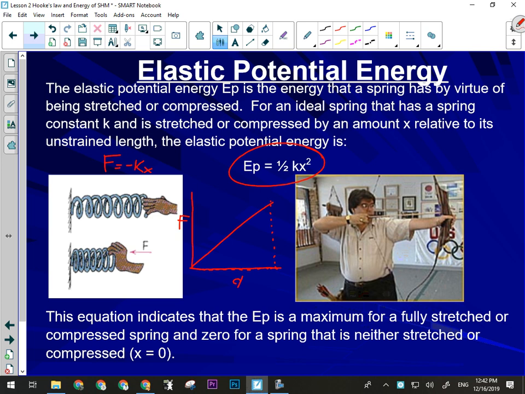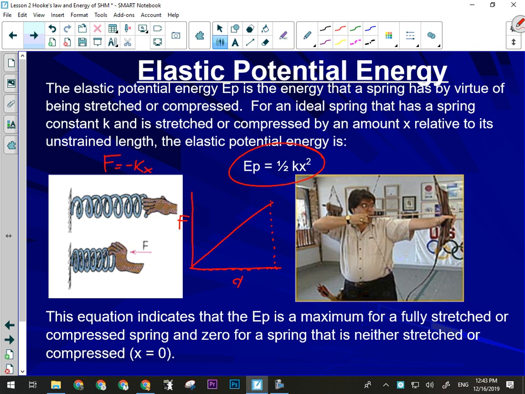Okay. When I do that, how do I calculate the area of a triangle? Base times height divided by 2. Okay, so the base is in what units? Meters. And the height is in newtons. Okay, so it's force.